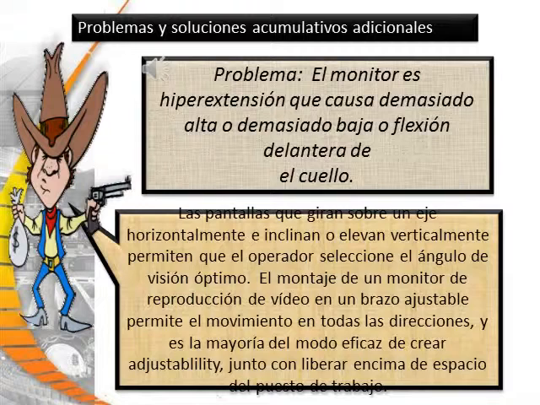Problem. The monitor is too high or too low, causing hyperextension or forward flexion of the neck. Screens which swivel horizontally or tilt and elevate vertically allow the user to select the optimum viewing angle. Mounting a video display monitor on an adjustable arm allows movement in all directions and is the most efficient way to create adjustability along with freeing up the workstation.